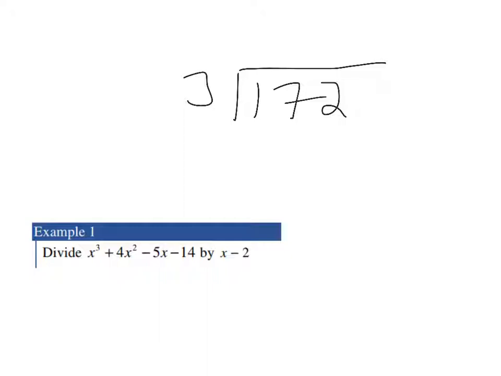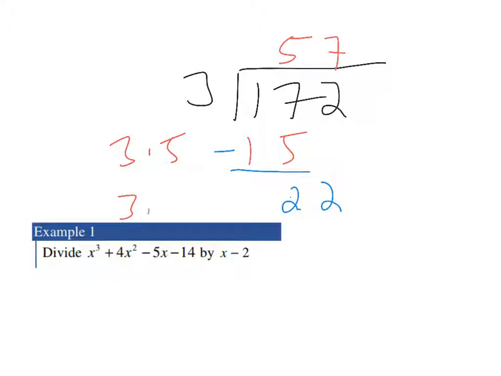So then what I do, well, I make a guess. I say, well, let's see, I know 3 times 5 is 15. So I'll write 5 up here. And then I'm going to multiply 3 times 5, and that gives me 15. And then you have to subtract it, which leaves you 2. And you bring down the other 2. Then you repeat the process. You ask yourself, what times 3 is close to 22? Well, I believe it's 7, because 3 times 7 is 21. I got to subtract those, and that leaves me 1 left over for a remainder.